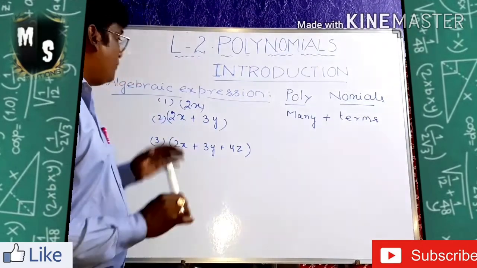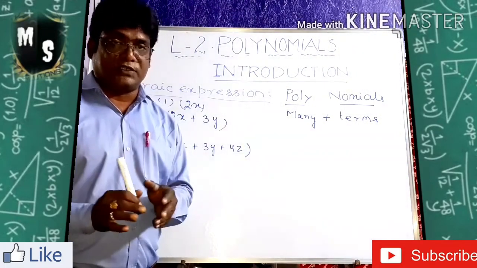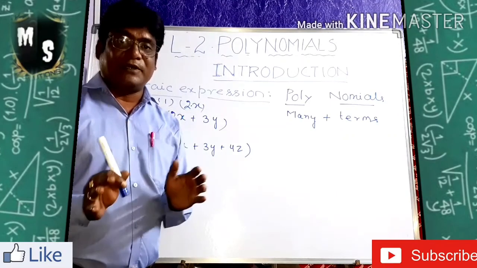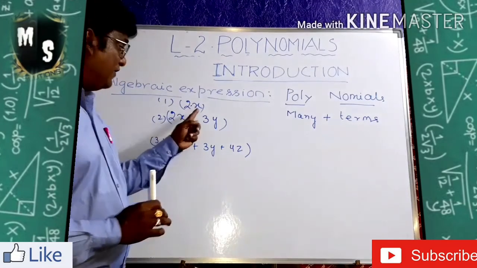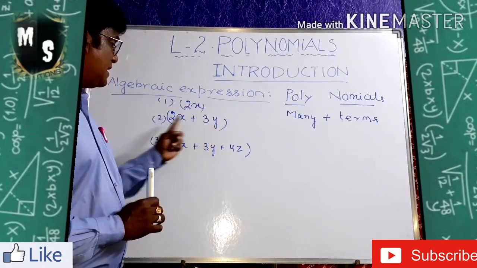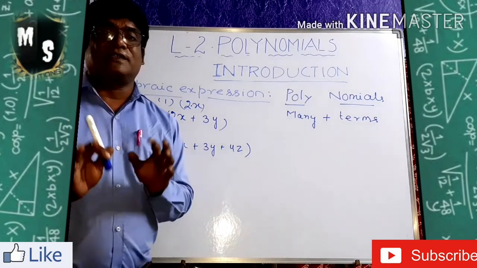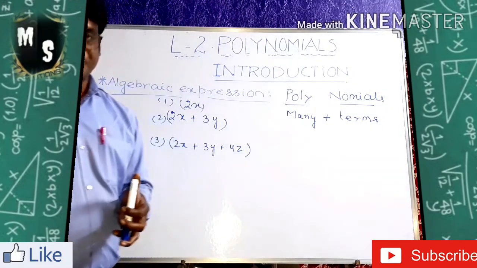I hope it is very clear what the definition of an algebraic expression is. So what is the definition? Algebraic expressions are expressions which carry constants and variables, separated by algebraic symbols like plus or minus. I hope you understood about algebraic expression.